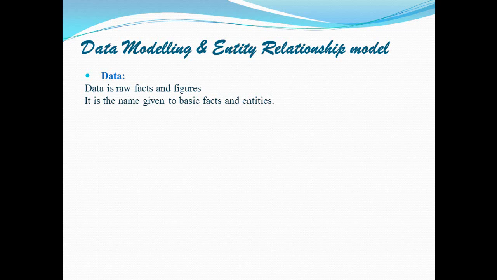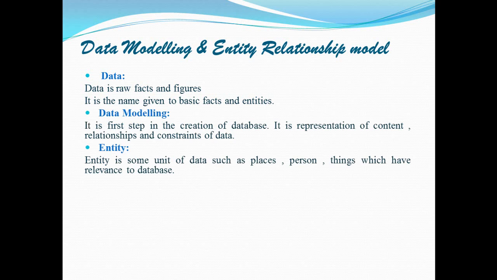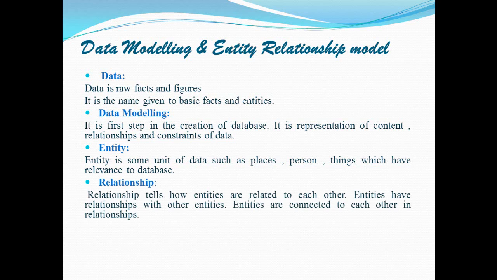Now, what is data modeling and the entity relationship model? Data. Data is raw facts and figures. It is the name given to basic facts and entities. Data modeling. It is the first step in the creation of a database. It is a representation of content, relationship and constraint of data. Entity. An entity is some unit of data such as places, persons, things which have relevance to the database. A relationship tells how entities are related to each other. Entities have relationships with other entities and are connected to each other in relationships.